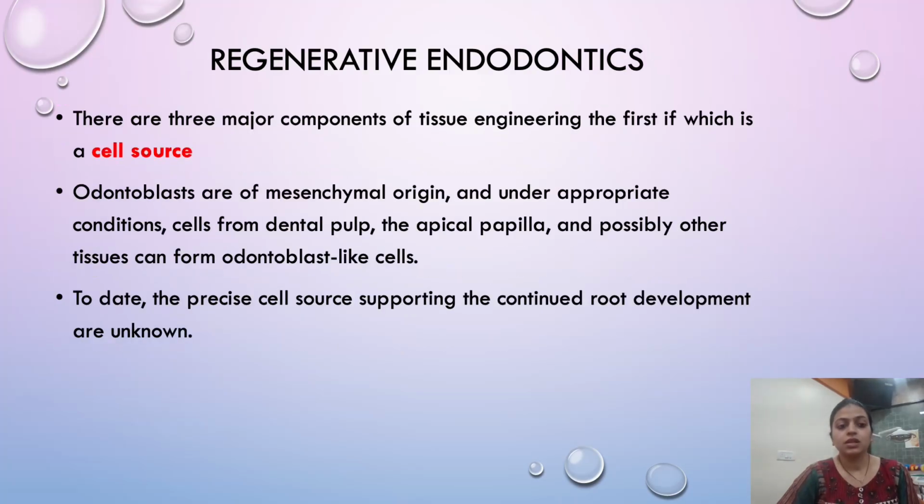There are three major components of tissue engineering or these regenerative endodontic procedures. One is the cell source, that is, from where the cells are going to come. So odontoblasts are of mesenchymal origin. Under appropriate conditions, these cells form the dental pulp, the apical papilla, and possibly other tissues, which can form odontoblast-like cells. To date, the precise cell source which supports continued root development is unknown.